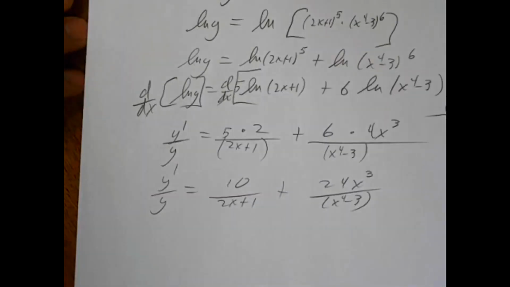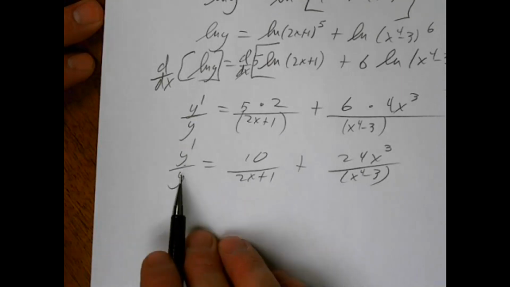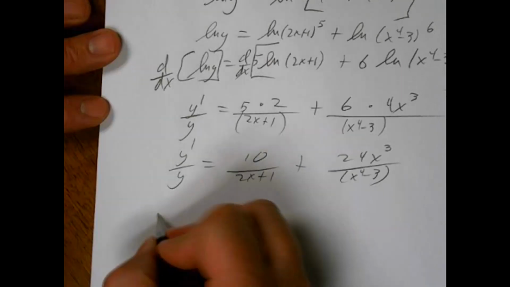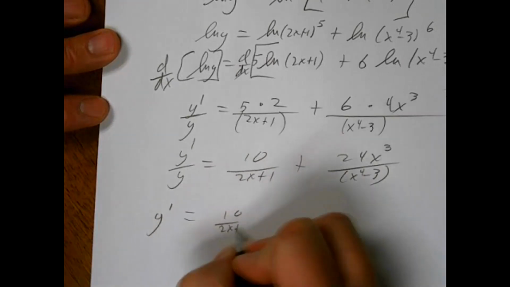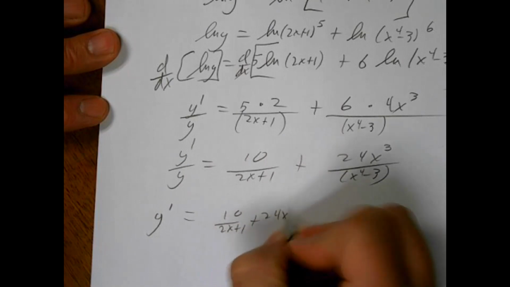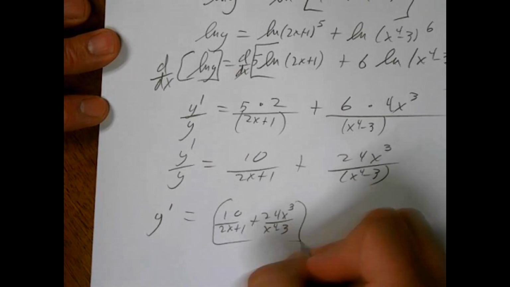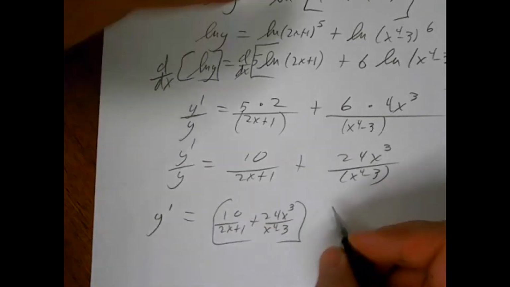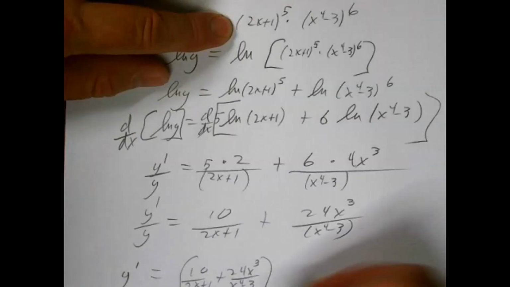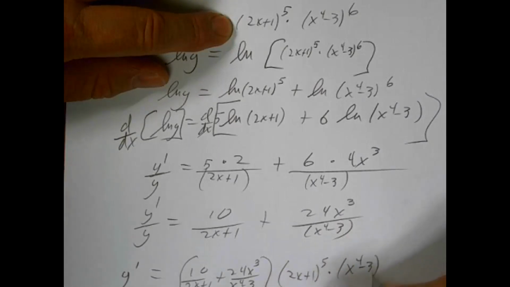And then finally, what we actually wanted all along was not y prime over y. We just wanted y prime. So y prime would be equal to all of this, the 10 over the 2x plus 1 plus the 24x cubed over x to the fourth minus 3, times, to get the y out of the bottom, I would just multiply both sides by y. But of course, y, if we go back to the top, is the 2x plus 1 to the fifth times the x to the fourth minus 3 to the sixth.